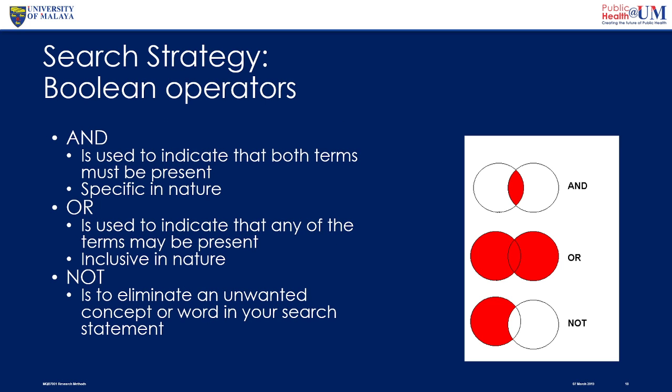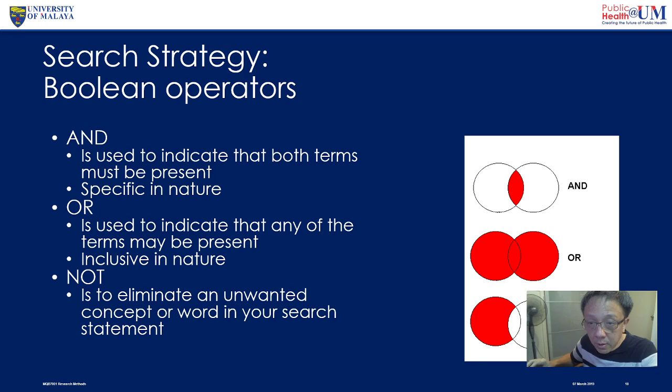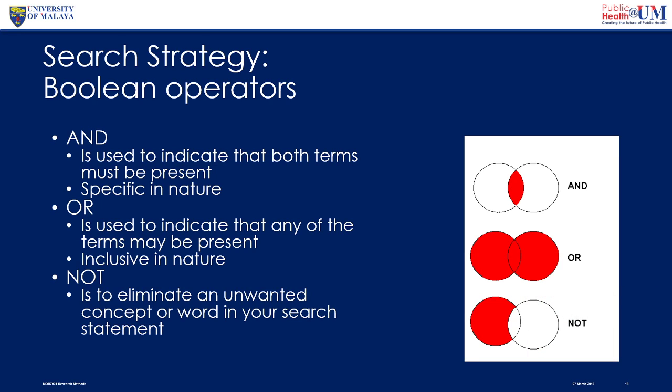So AND: what's AND? AND is basically to say that two criteria must be fulfilled. OR means it can be either one criterion or the other. NOT is when you can fulfill one criterion but not the other criterion. So this is how it looks in a Venn diagram. This is called a Venn diagram, and this is how AND, OR, NOT look.